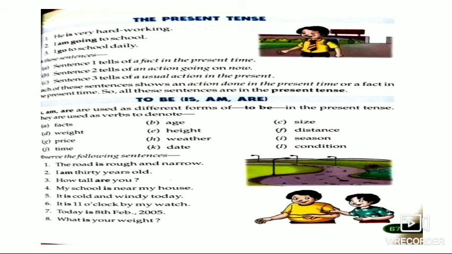And next we have the present tense. We'll go into the detail. First, we will learn where to use is, am, are. These are very important for the tense. Is, am, are are also known as the be form of verbs.